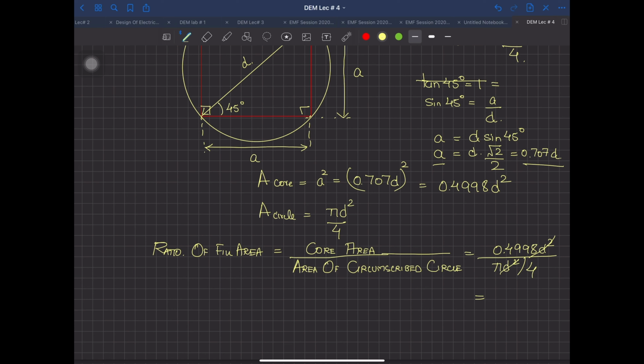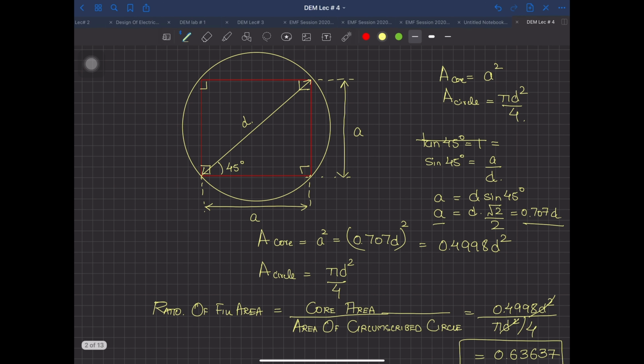Please give me the answer on the calculator. 0.4998 divided by pi, and the 4 gets multiplied on top. 0.6363, 0.637. Okay. So this is the ratio of the fill area.